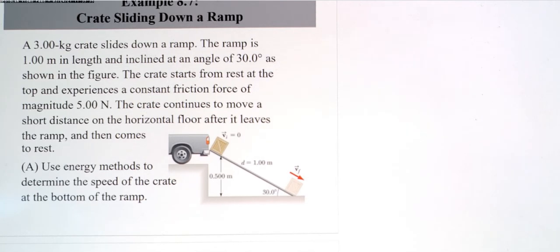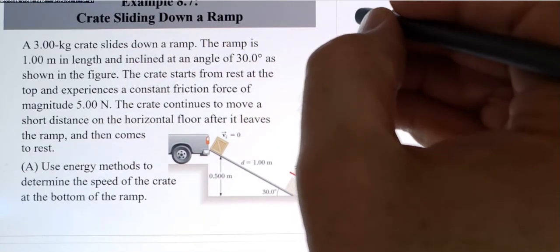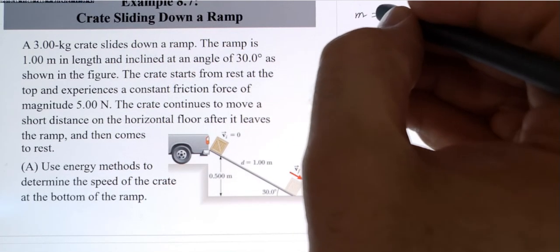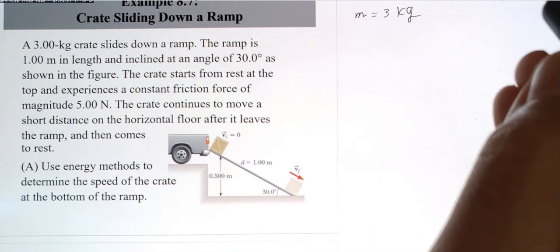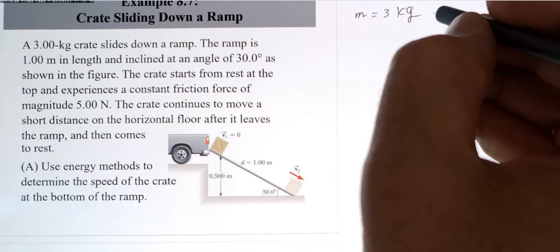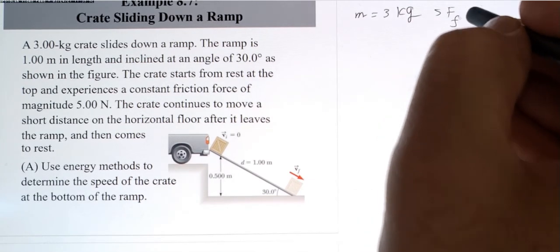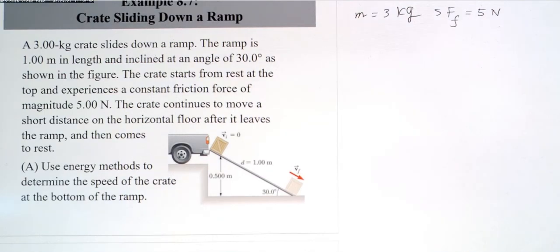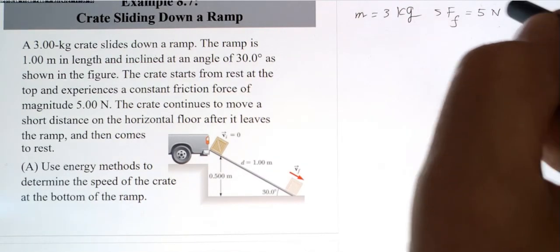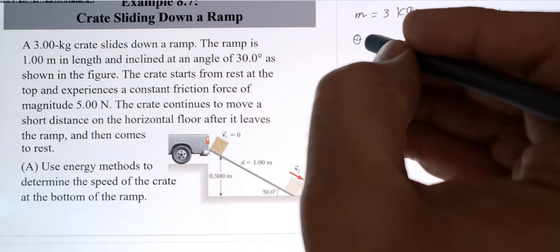Okay, let's see the information given for us. First of all, he told us the mass is equal to 3 kilograms. And he told us the force of friction is 5 newtons. And he told us theta is equal to 30 degrees.